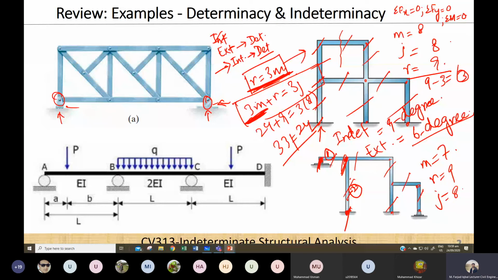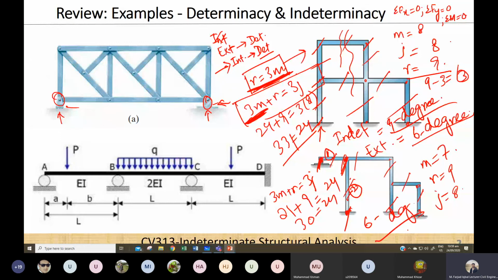Let's just apply this one again. We have 3m plus r is equal to 3j. You can also do it by method of section and you will get the same degree of determinacy or indeterminacy. So 21 plus 9 is equal to 24. 30 is equal to 24. So 6 degree indeterminate, right?